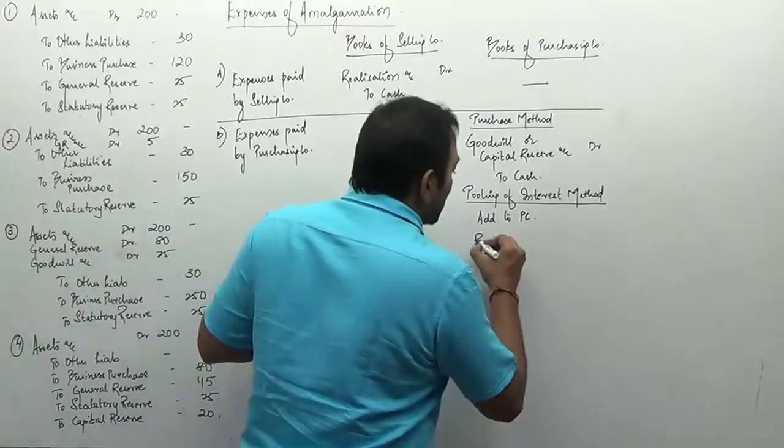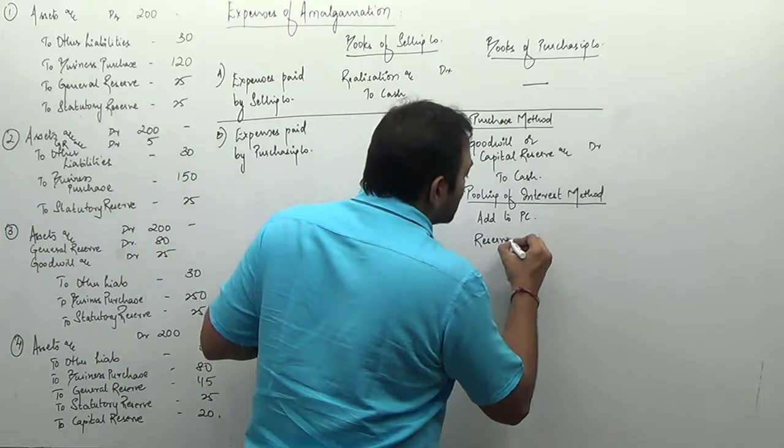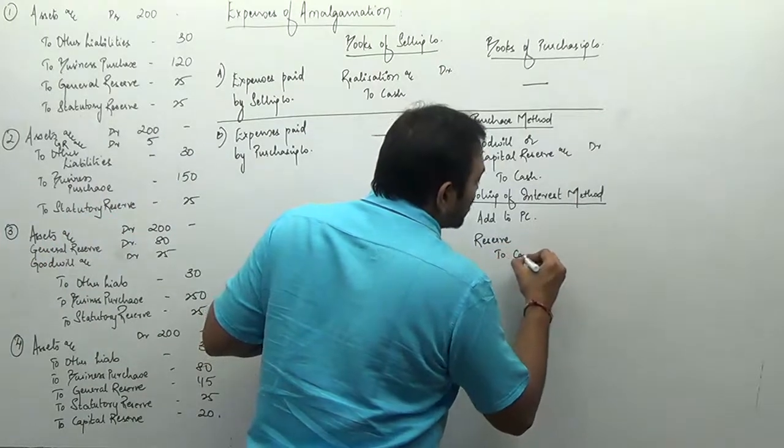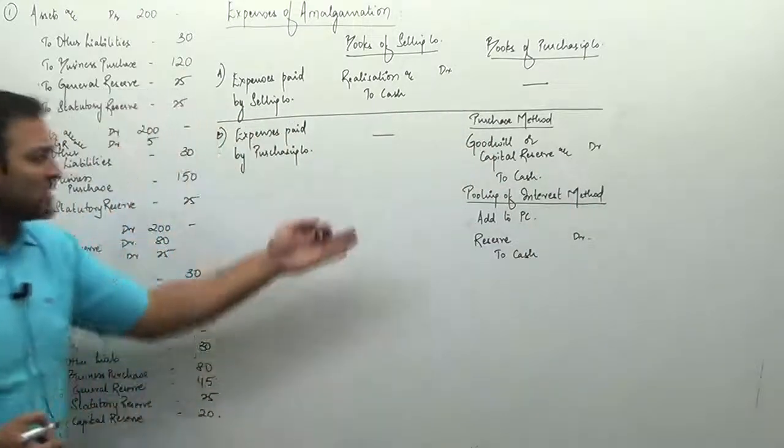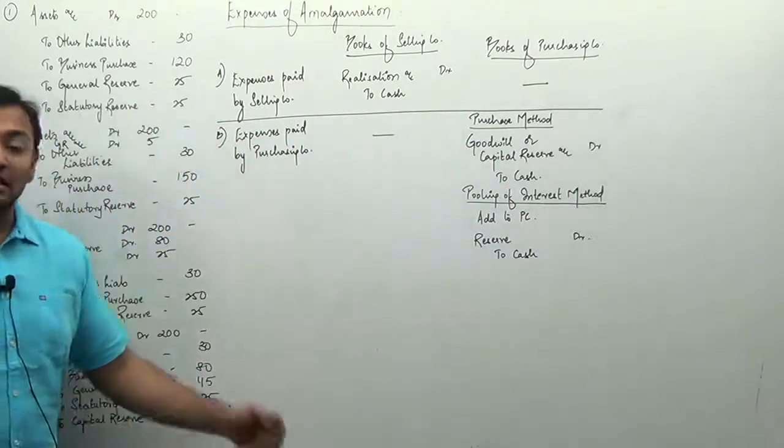So I can say that the entry can be recorded like this, reserve account debit to cash. You don't have to record any particular entry like this, guys. Once you include it in the PC, obviously it is implied there.